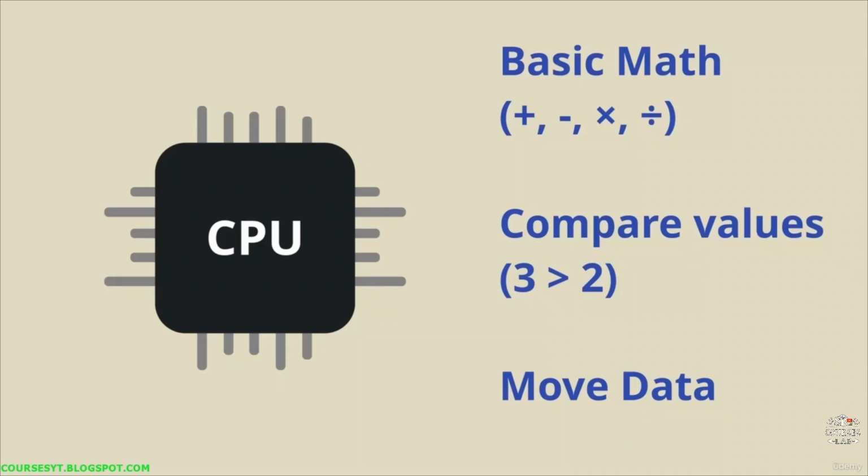Now, although it does very basic operations, it does them very quickly, like billions of operations per second. For this reason, although the operations are very basic, if you add billions of these operations, you can actually achieve very complex tasks. And this is the reason why the CPU can actually run complex things like video games.